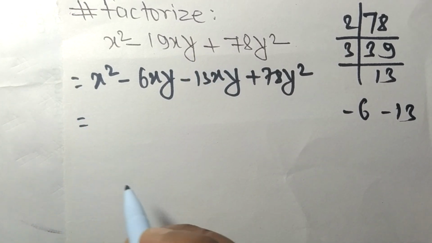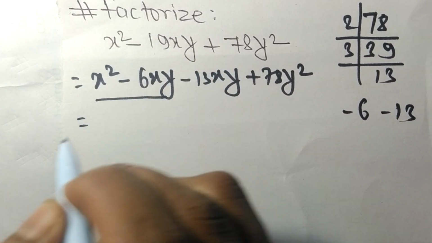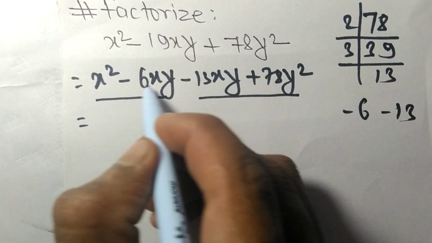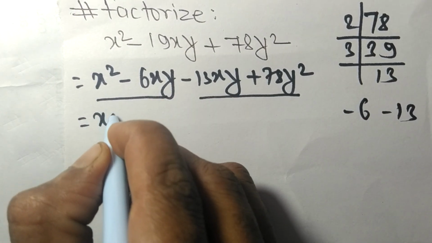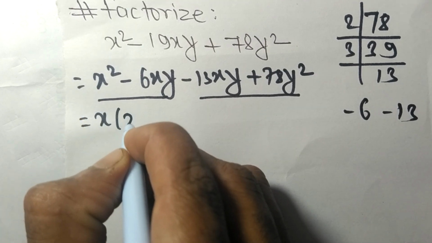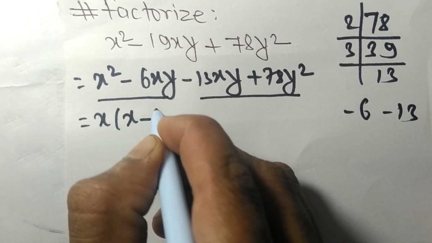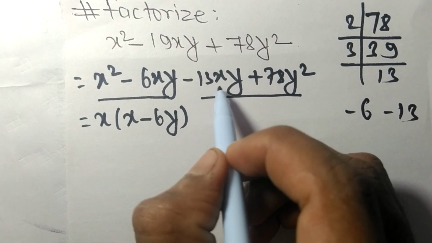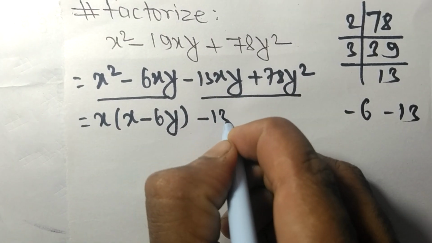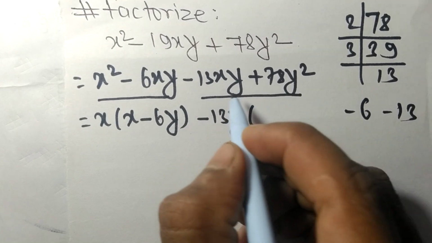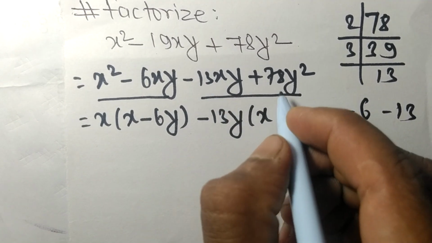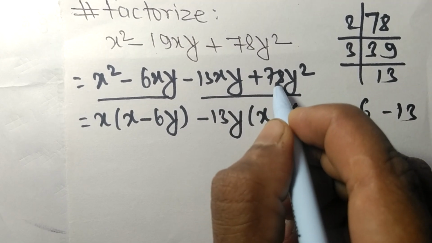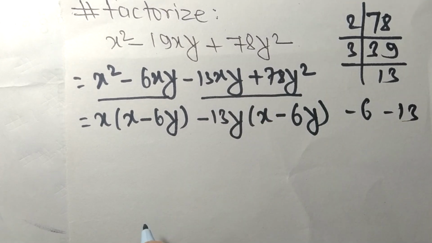So now we find the commons in the first two terms and in the last two terms. Both have common x. So the remainder in the first is x and in the last is minus 6y. In the same way, the common in both is minus 13y. So the remainder here is x, and here 13 times 6 is 78, so y.